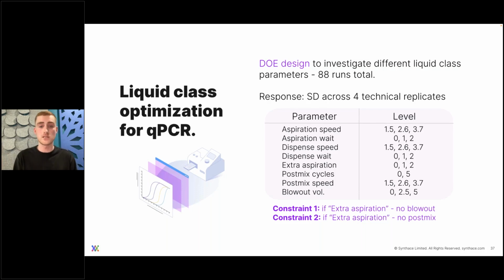It's also worth mentioning, as I've noted at the bottom, that he had to apply some constraints to his design. One of the factors, as you can see from the table, was extra aspiration. That's an additional volume that's aspirated into the tip when transferring a liquid. And clearly, if you add extra volume to that tip that you didn't want to transfer, you wouldn't want to do a blowout or post mix, as that extra volume would then be added to your plate. So you have to think about some of these things.